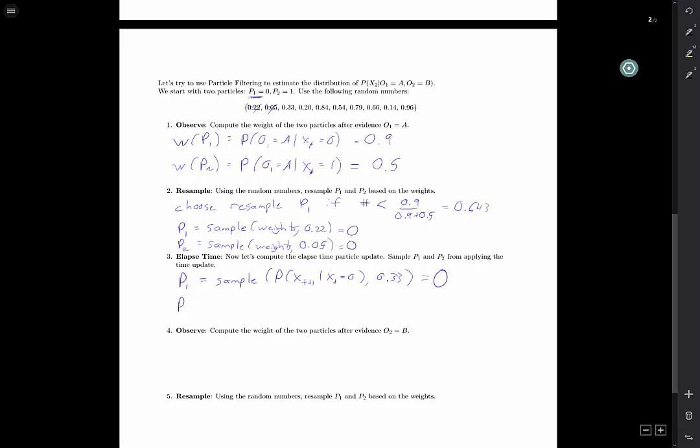Now we do the same thing for P2, so we sample from the probability of xt plus 1 given xt equals 0, because that's what particle 2 is, and our random number is 0.20. So based on the table, since it's less than 0.4, this will also remain at 0.